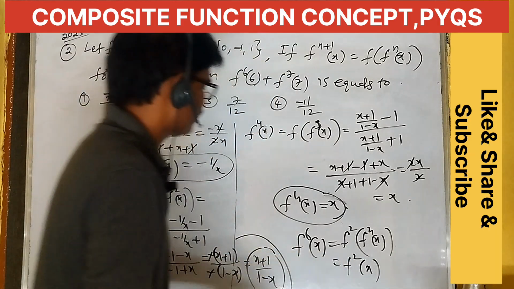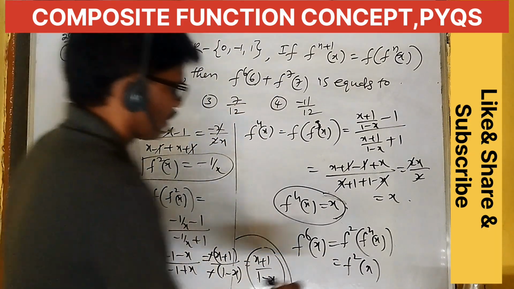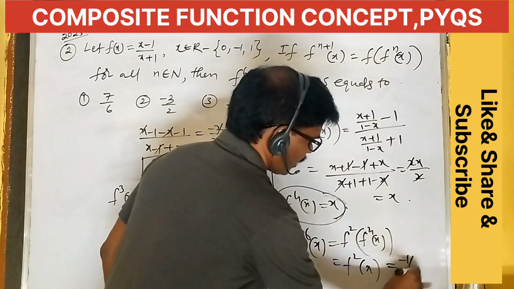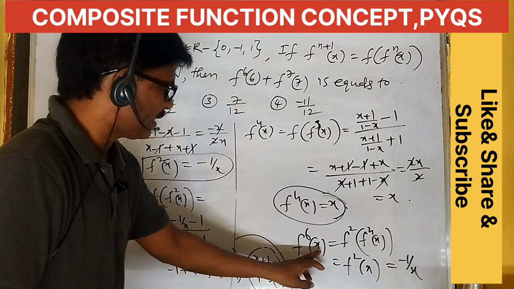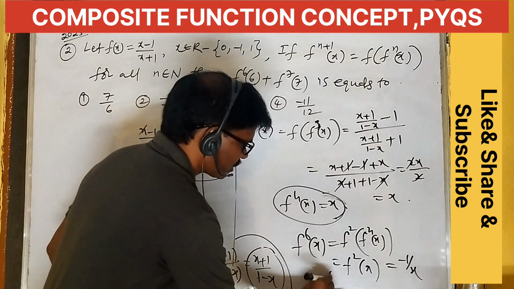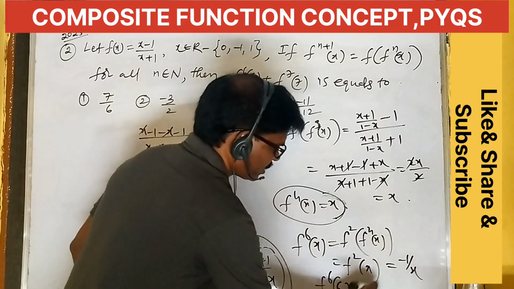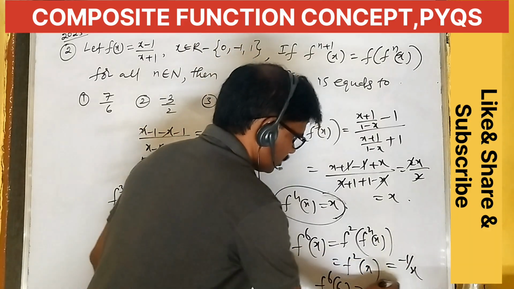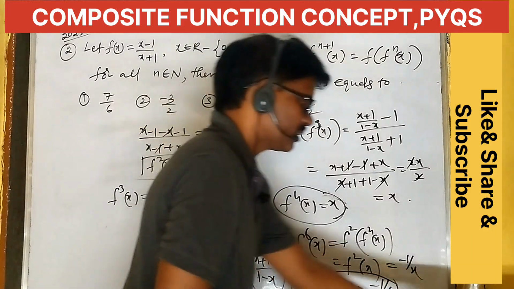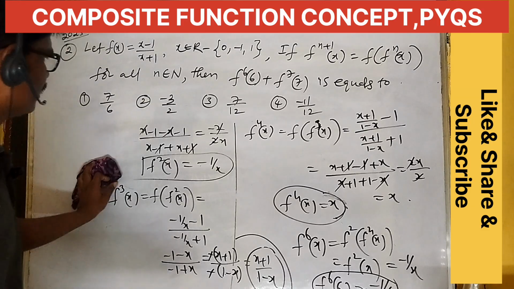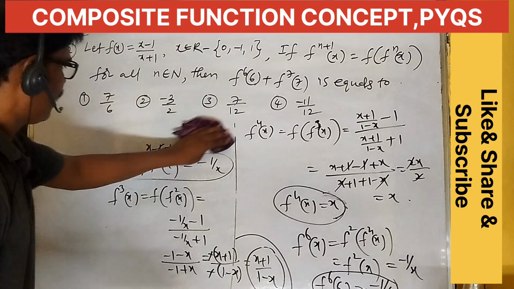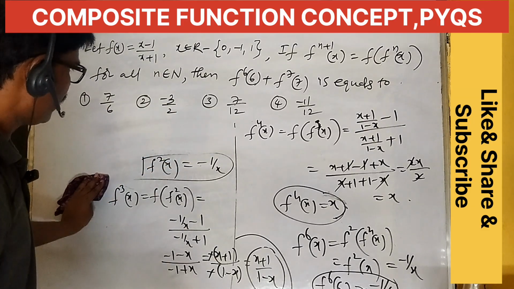f squared of x is equal to minus 1 by x. So f to the power 6 of 6 is equal to minus 1 by 6. f to the power 6 of 6 is equal to minus 1 by 6. Next, f to the power 7.